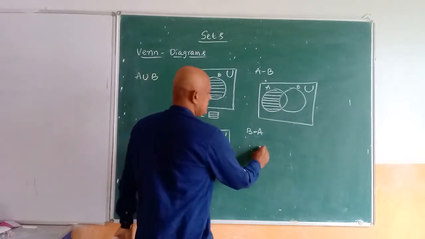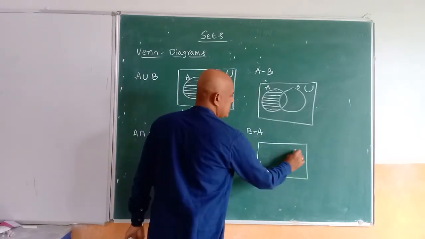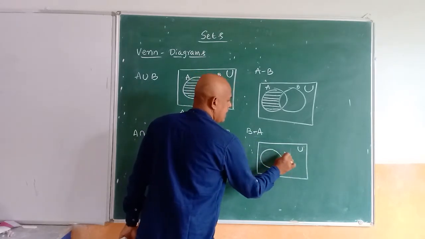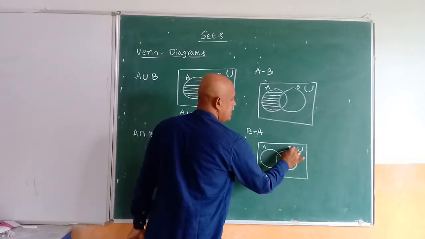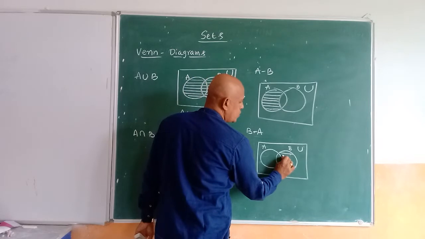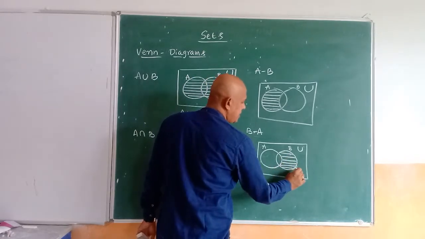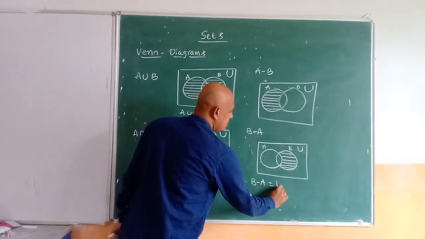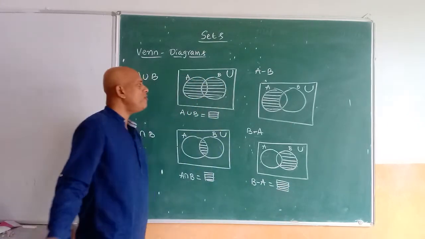So B minus A. Once again we will draw the rectangle as the universal set. This is the universal set, this is set A and this is set B. B minus A means the elements which belong to only B. This is the shaded part for B minus A. So B minus A is equal to this shaded part.